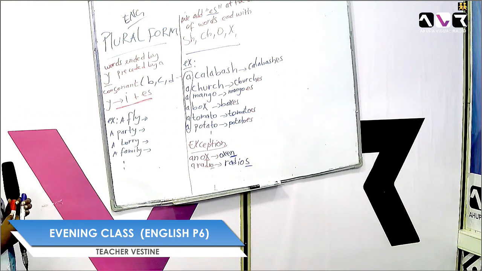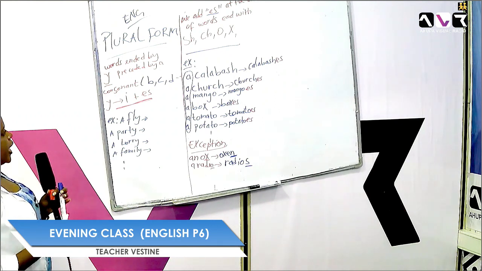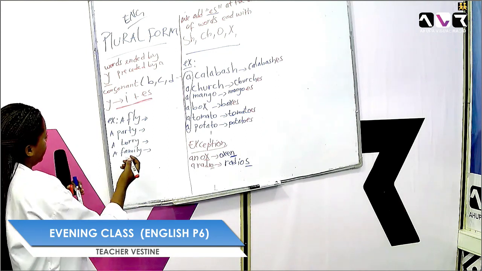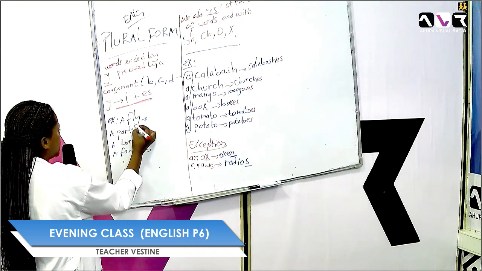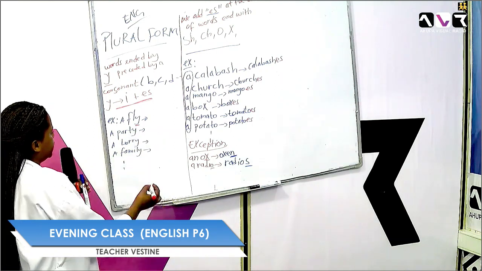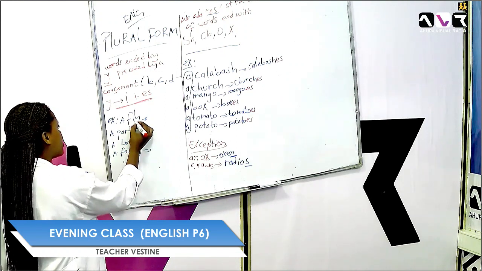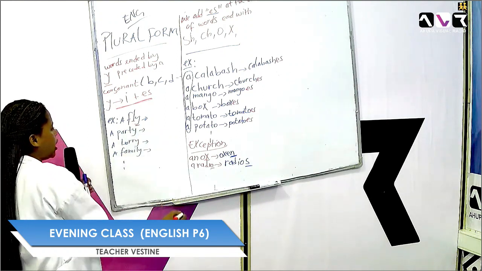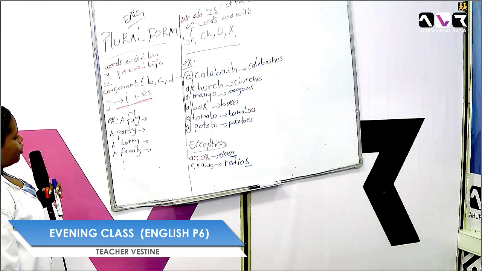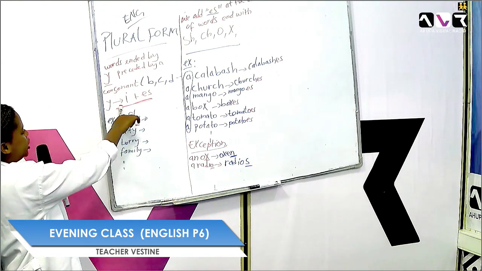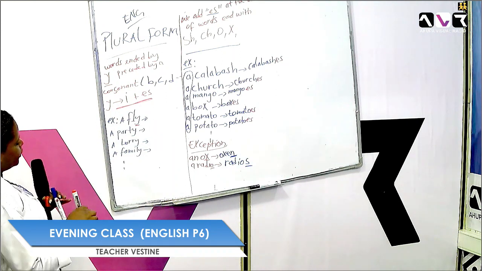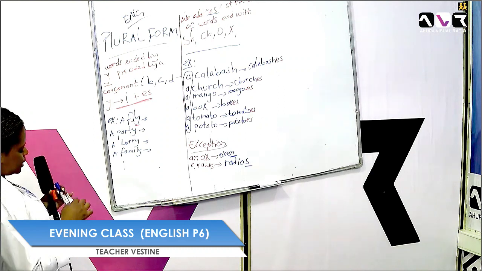Let me show you what I mean in the example above. This is the word ended by Y. This is Y, preceded by the consonant. The consonant is this L. That is the consonant. As a rule, this Y must be changed into I. Then after, we add ES.